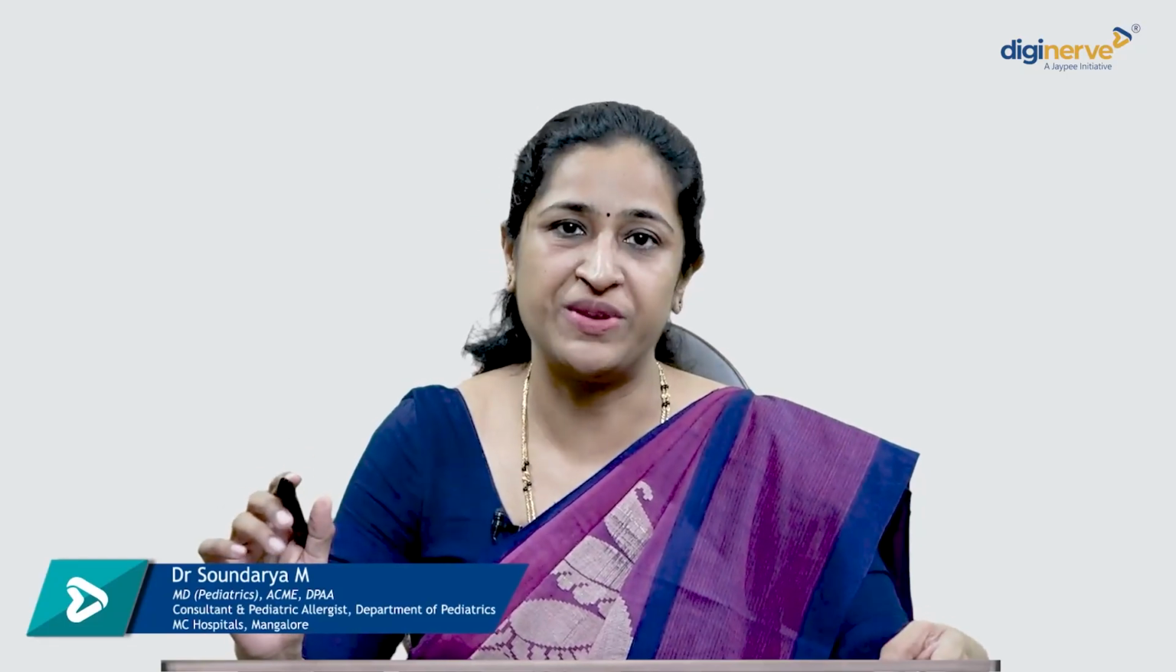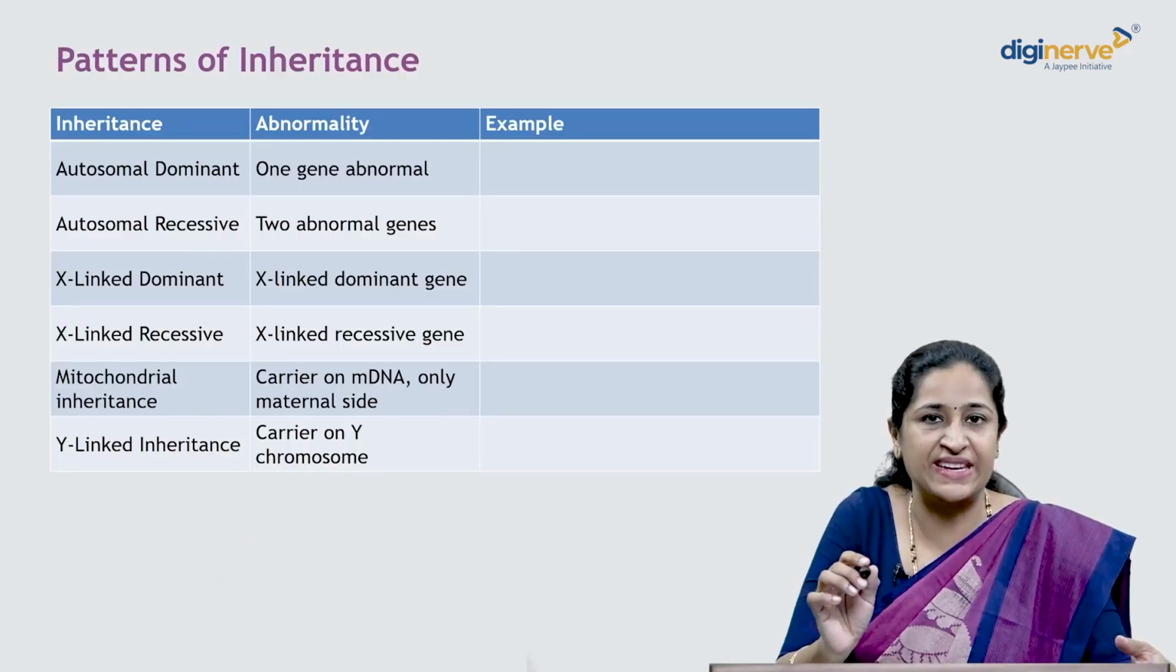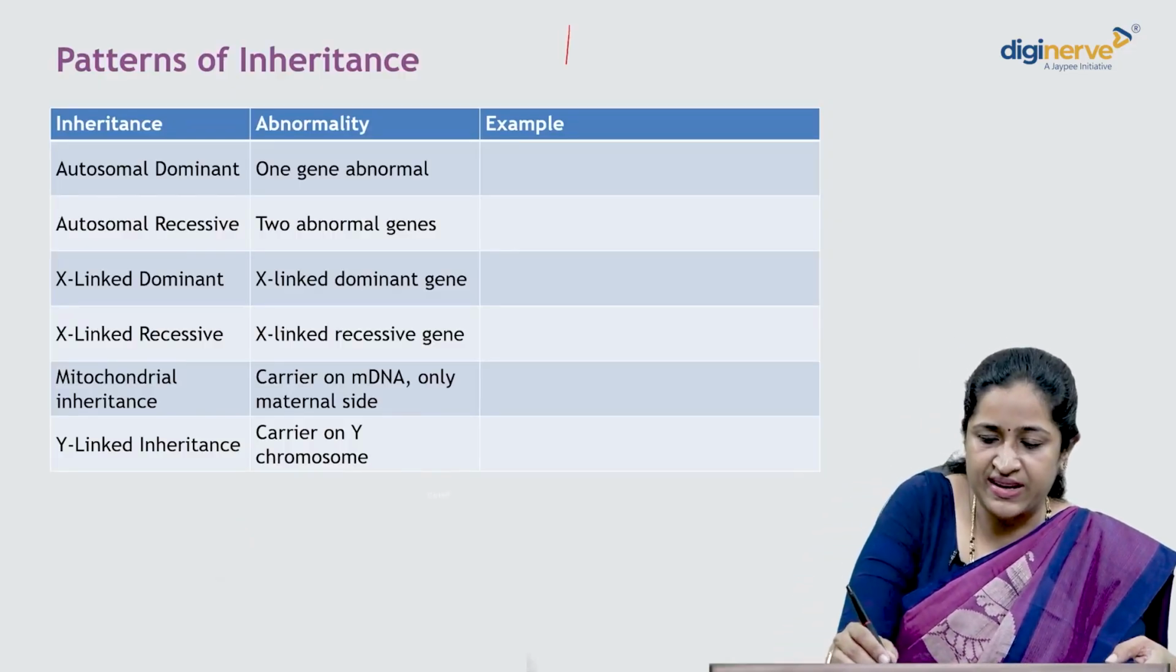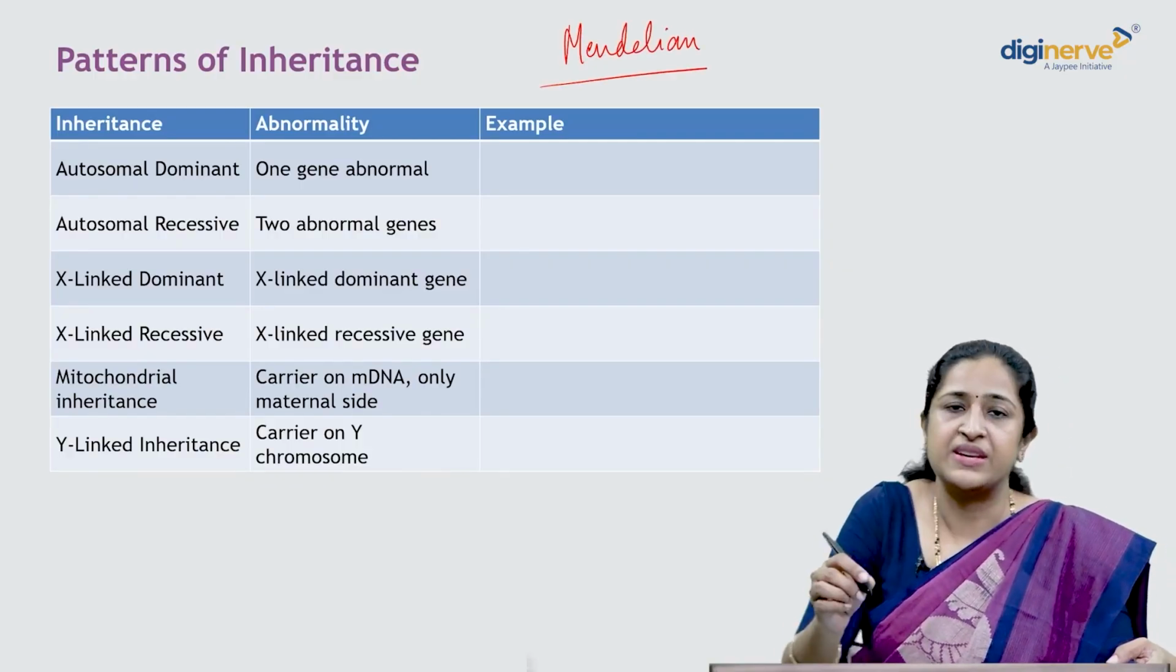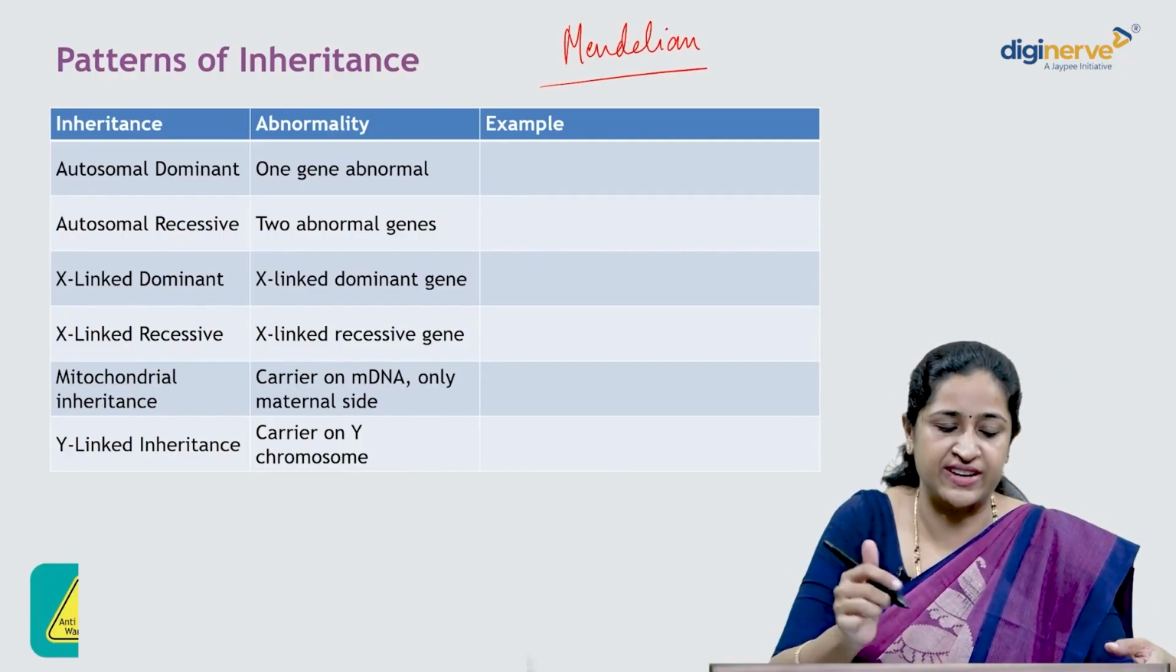Another one in the Quick Revision Pediatrics Series, and the topic we are going to discuss today is genetic disorders and inborn metabolic errors. So first let's begin with Mendelian inheritance. Mendelian inheritance discusses 4 patterns of inheritance.